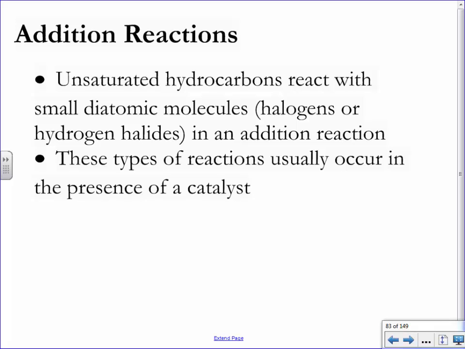And I've already kind of shown you this concept. The idea of addition is you take an unsaturated hydrocarbon. What does unsaturated mean? It's not full. Unsaturated means it's not yet full. Full of what? Yeah, of hydrogen.